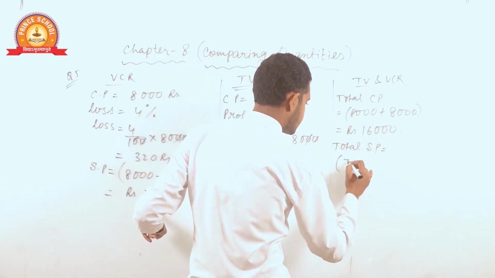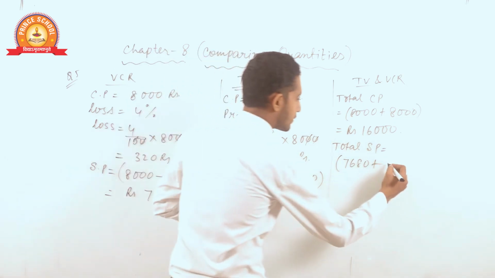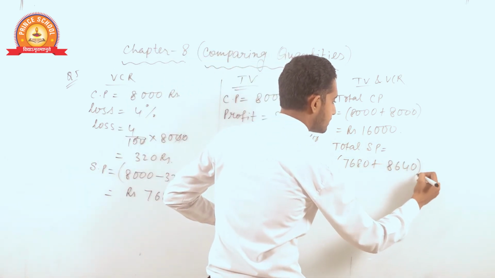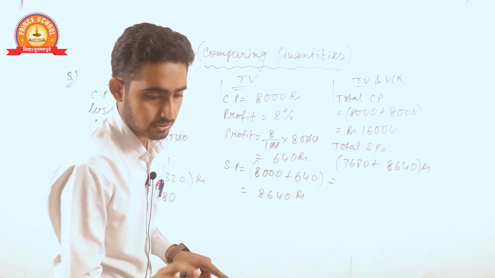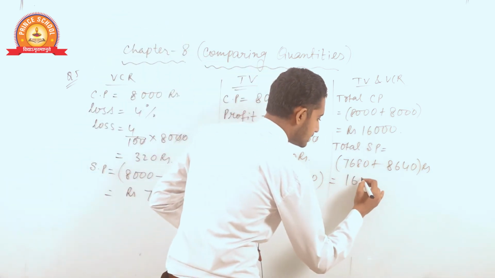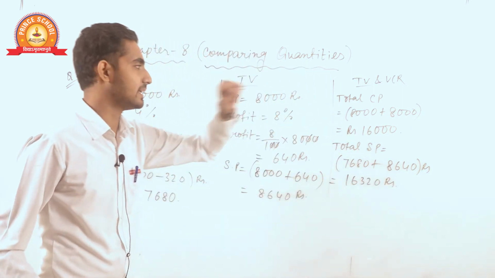7,680 plus 8,640 rupees is equal to total how many? That is your 16,320 rupees. That is the total selling price.